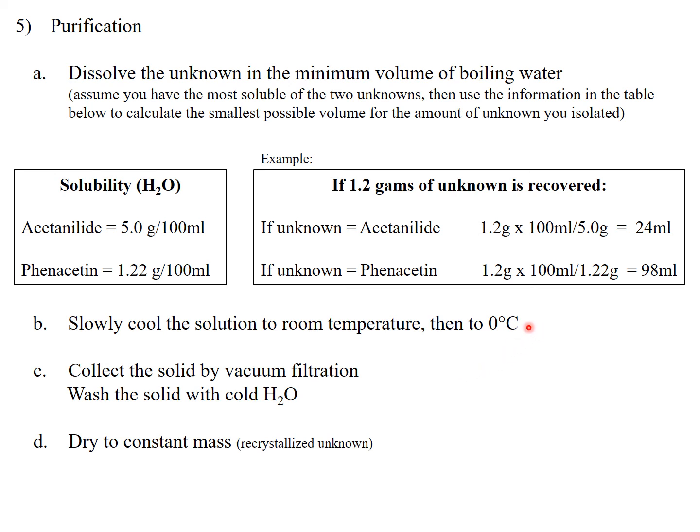After we've dissolved all of our unknown, we're going to cool it slowly to room temperature. By cooling it slowly at first, I give the crystals a chance to actually form and exclude impurities. So as the crystal lattice starts to form, molecules of my unknown come and start to form a crystalline solid. If I were to quench that in an ice bath right away, I would trap impurities in there because my crystals don't have a chance to exclude impurities. I'm then going to collect that solid by vacuum filtration, wash it, and dry it to constant mass. Now I have a recrystallized unknown that is purer.